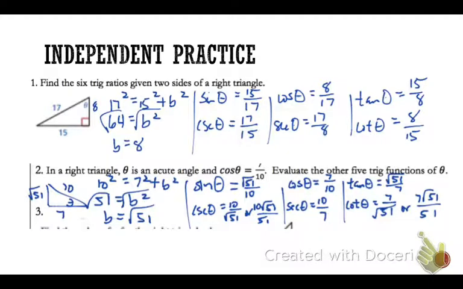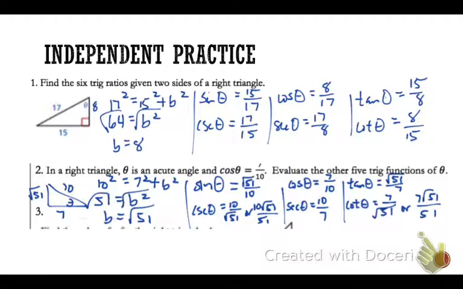So to find the 6 trig ratios, you should have found that the third side is 8, and then you should have sine of theta is 15/17, cosine of theta is 8/17, and the tangent of theta is 15/8. And then the cosecant, secant, and cotangent of theta are just the reciprocal of those.